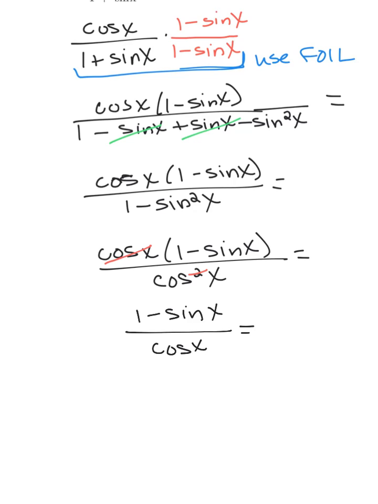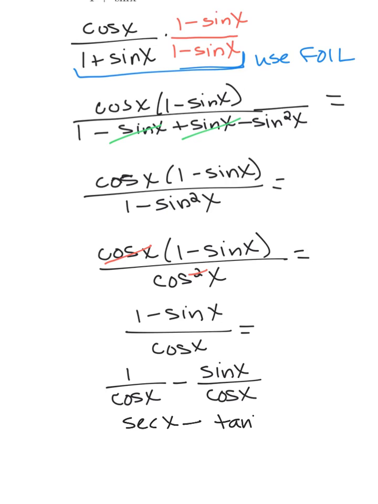Again, we're falling back on fraction rules. We can rewrite that single fraction as two separate fractions that are 1 over cosine of x minus sine of x over cosine of x. What do you know about 1 over cosine? It equals the secant of x, and sine over cosine equals the tangent of x, and that's what we were trying to get to. So our proof is complete.